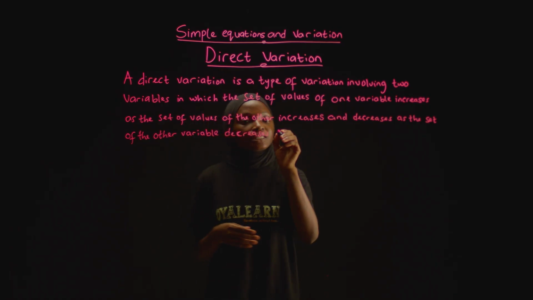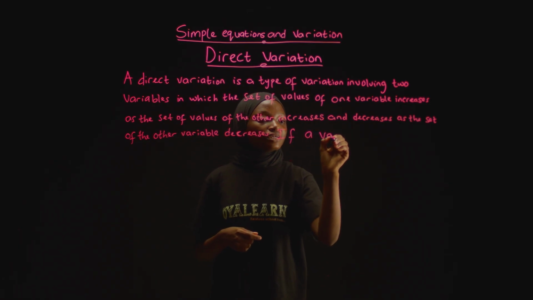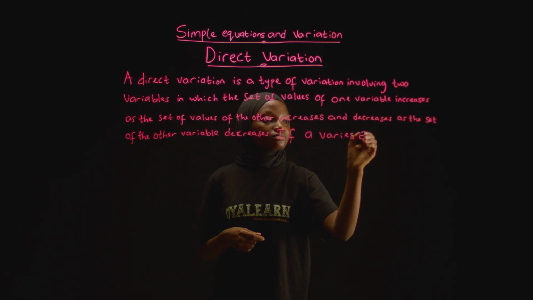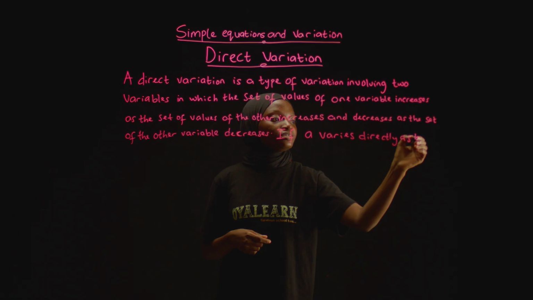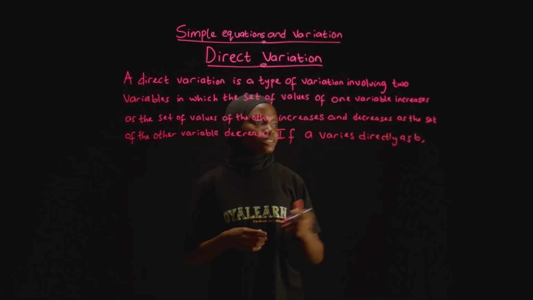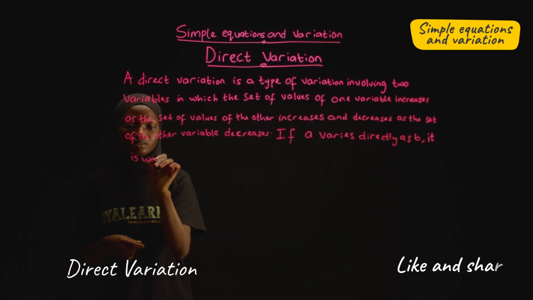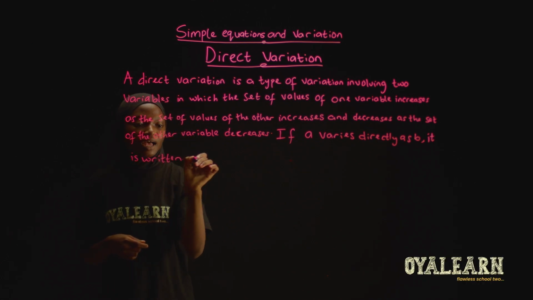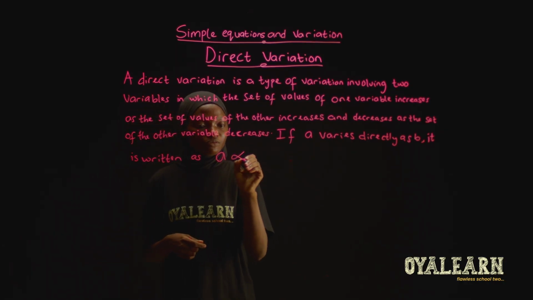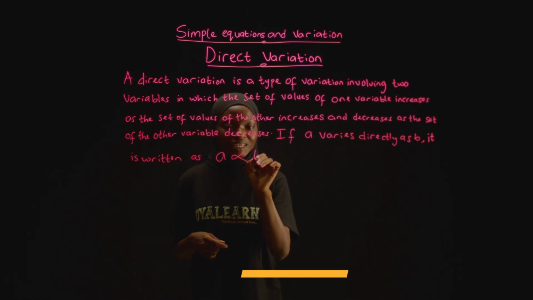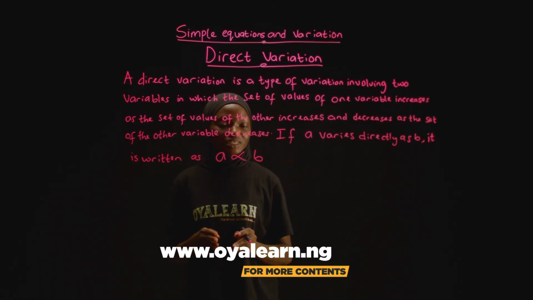Now, if A varies directly as B, how do we write that down? It is written as A, the symbol for variation, varies directly as B. They are going to be on the same level since they vary directly.